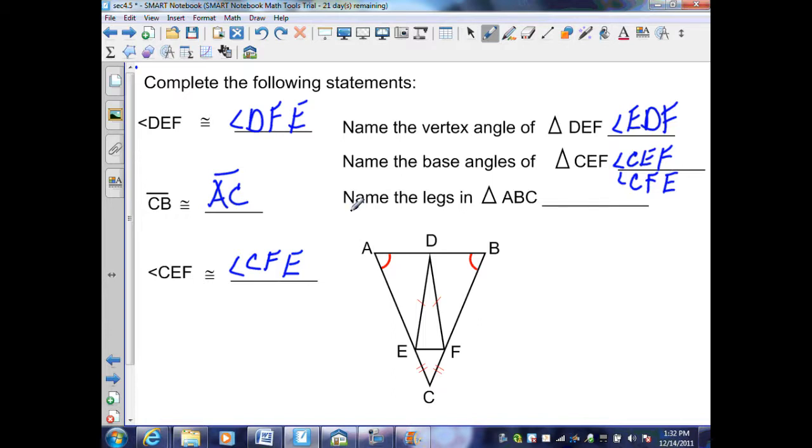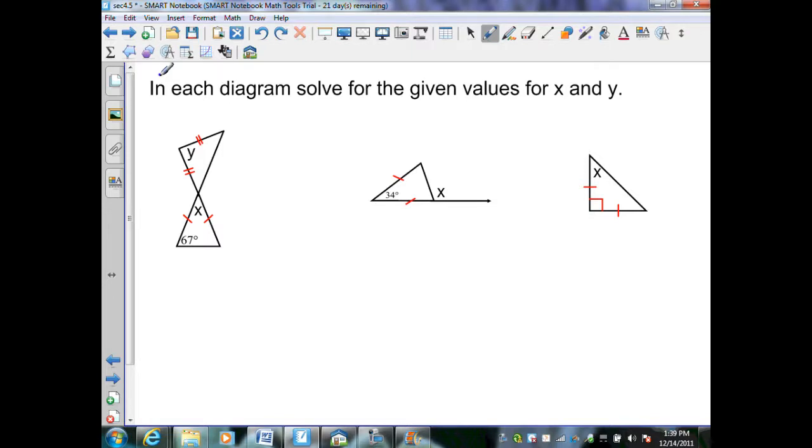And our last question, they want us to name the legs in triangle ABC. In triangle ABC, I have the base angles denoted by the arcs. They are congruent. Therefore, the sides opposite them we know are congruent, but those are also the legs. And that would be segment AC and segment BC. Let's continue with some examples. Here, in each diagram, they want us to solve for the given values for x and y. In our first diagram, we're given two isosceles triangles, and we have to find the value of x and y.